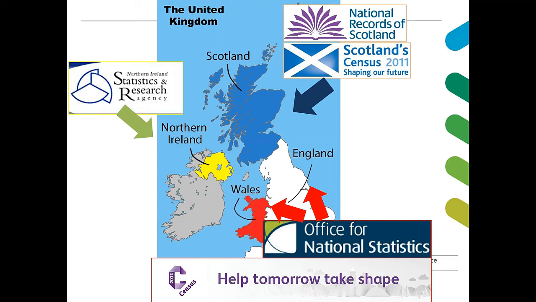Although there's a lot of coordination between the agencies and much of the data are comparable, there are some differences. Northern Ireland, for example, has different questions concerning religion. Scotland didn't ask the question concerning passports held. It's just something to be aware of. Much of the data is harmonised where possible, but there are some differences.